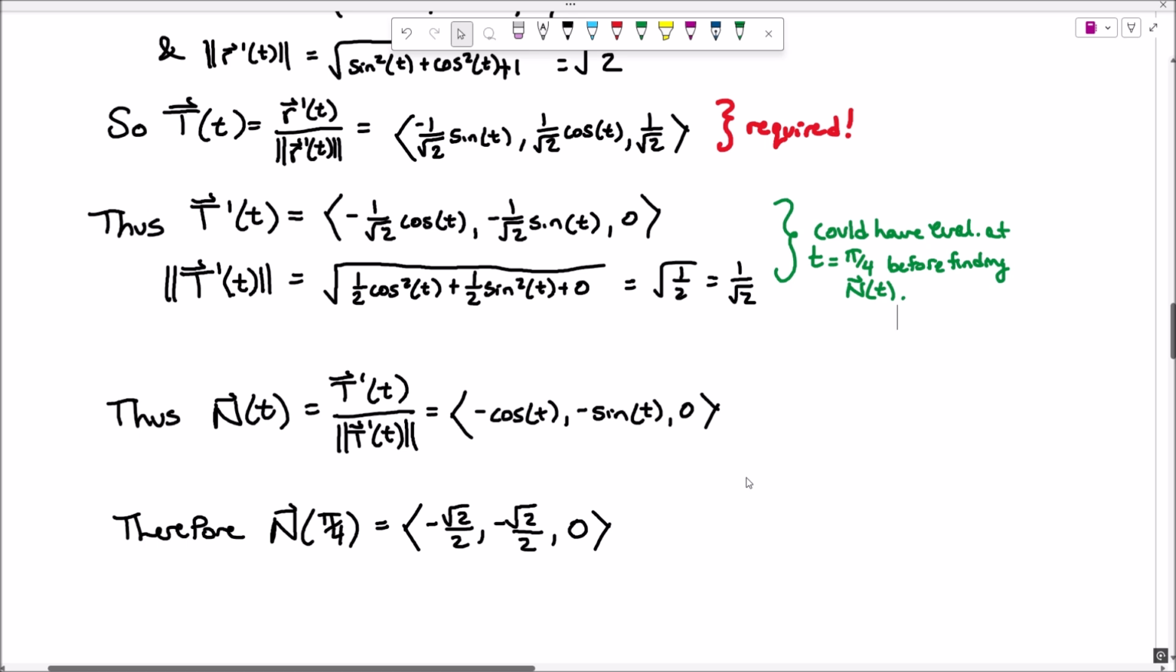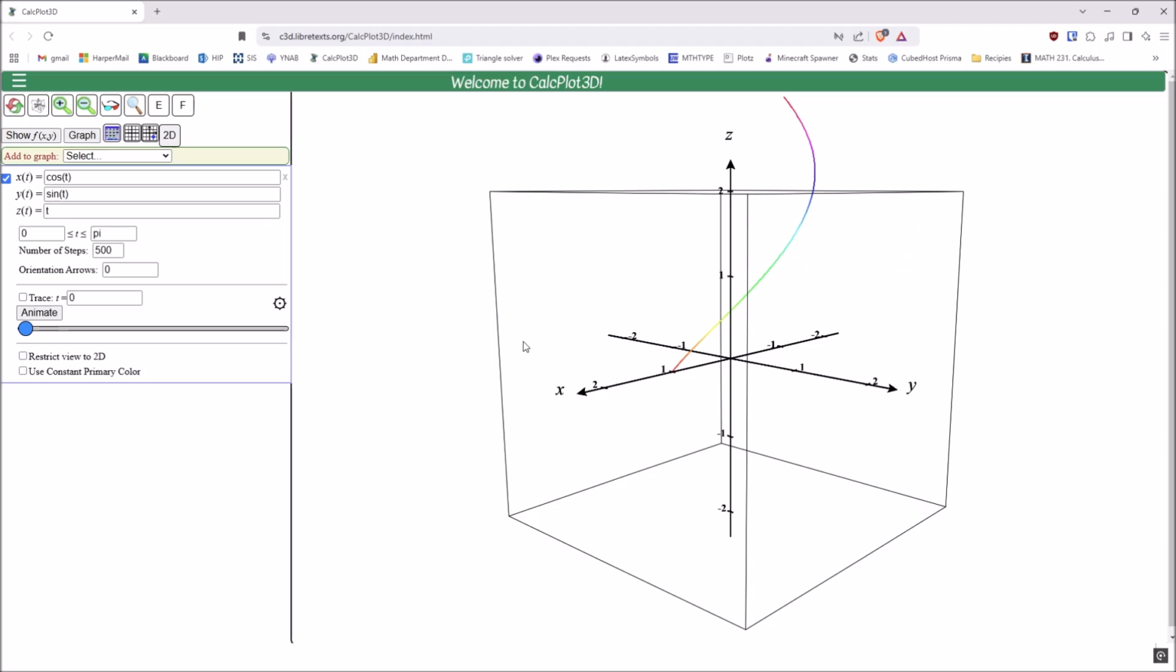All right, the next thing I want to take a look at here is where exactly this N of t, this N of pi over 4 vector, shows up on our specific vector function. So let's go take a look over here at the 3D plotter. If we take a look at the 3D plotter, we'll see a couple different things that begin to show up.